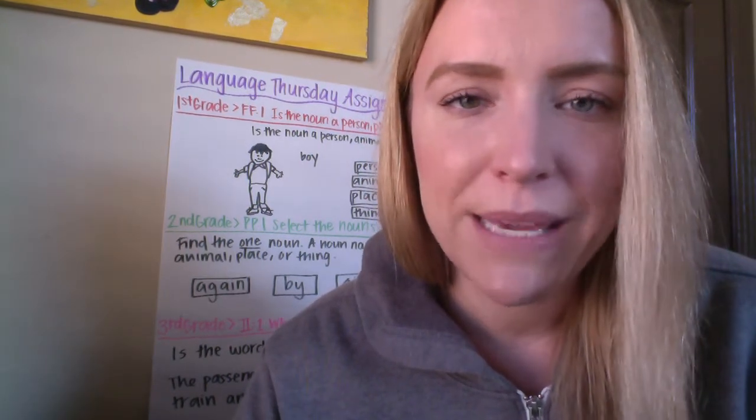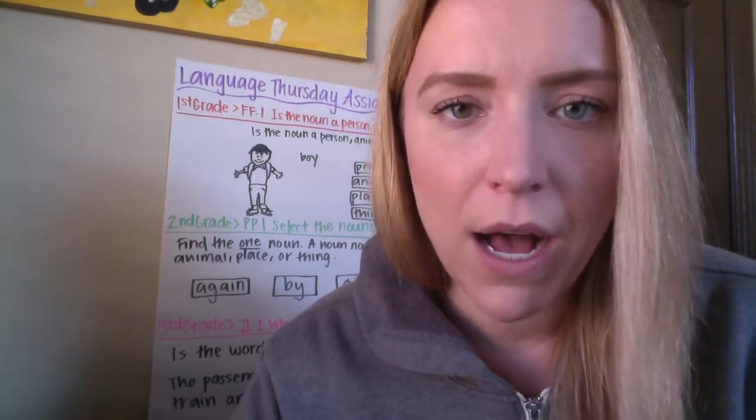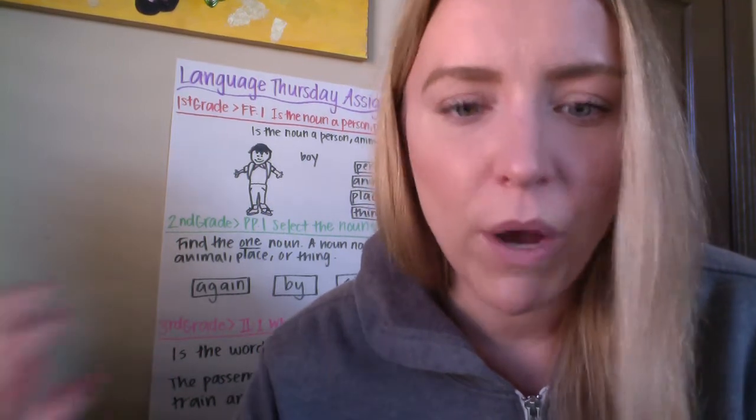Last week, we talked about how to write a complete sentence. We know that a complete sentence begins with a capital or uppercase letter. It's going to end with a punctuation mark, like a period or a question mark or an exclamation point, depending on what you're saying. And most importantly, a complete sentence conveys or shares a complete thought.